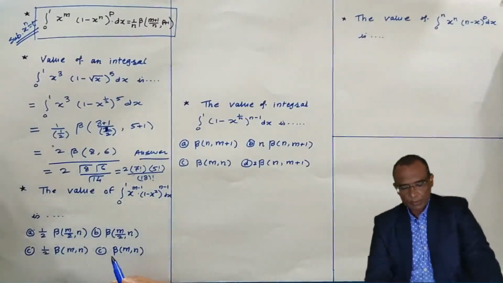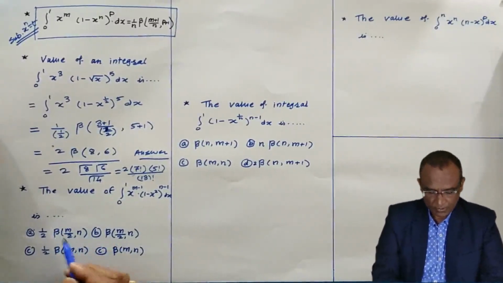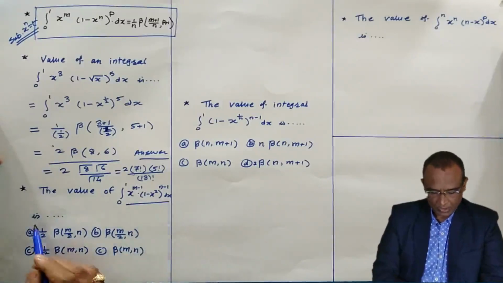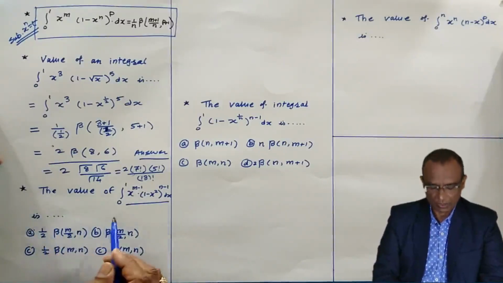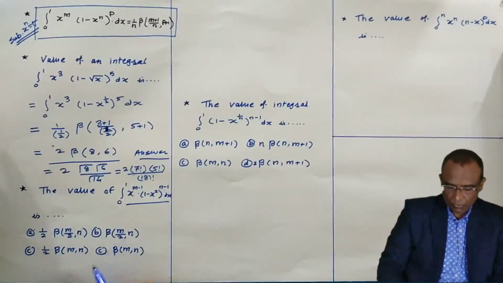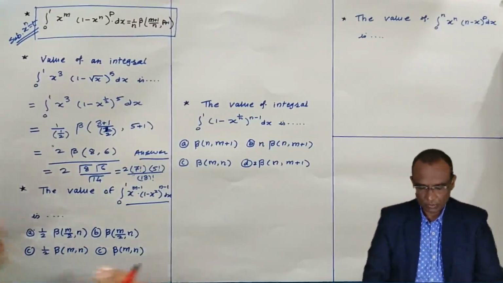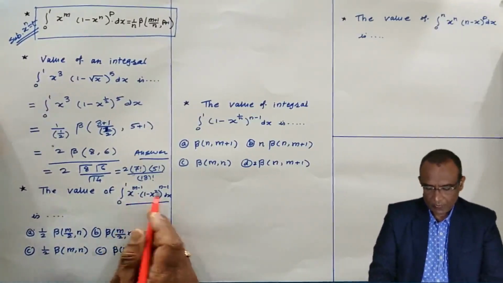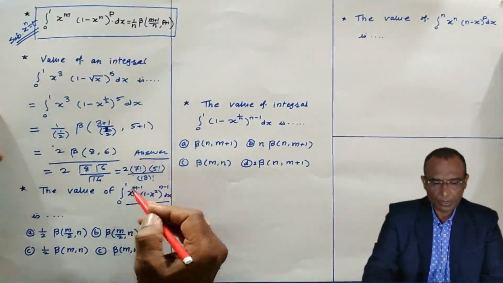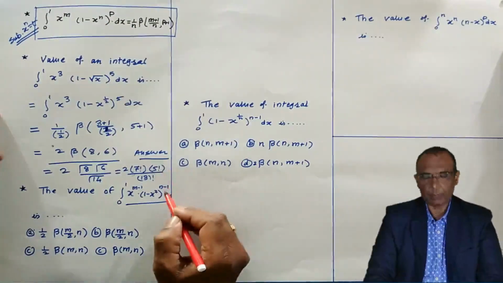Now, the next MCQ, in standard format. The value of this integral is dash dash. Here, 4 options are given, and out of the 4 options we have to choose any one. Now, how do you solve this one? See, here m is m, n is 2, and p is n minus 1.